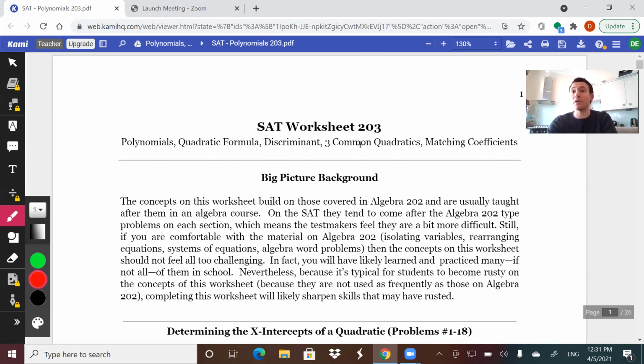And the explanation falls into one of these problem types, whether it's using quadratic formula, whether it's understanding what the discriminant is, whether it's just being familiar with the three common quadratics. And the other big one is matching coefficients.